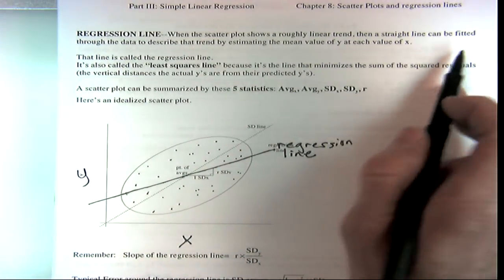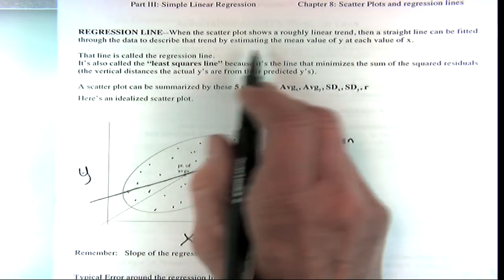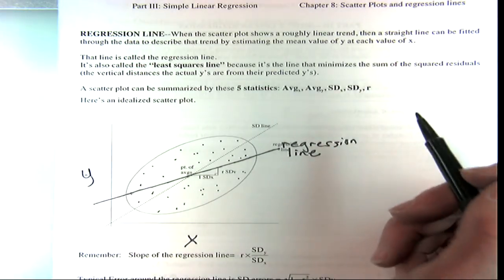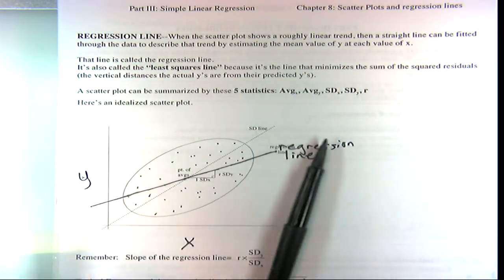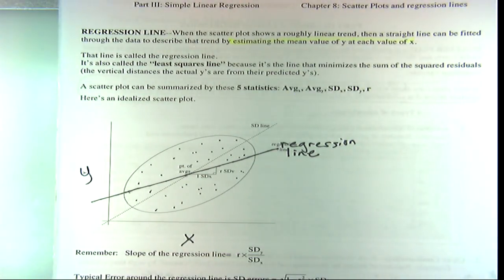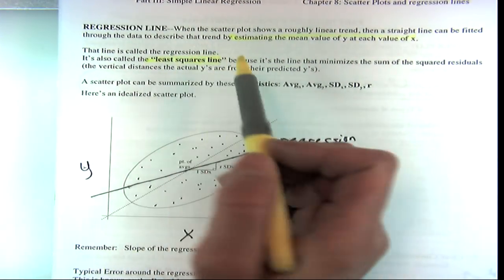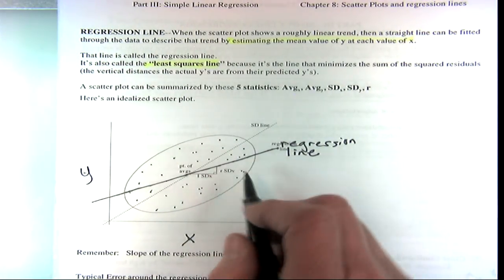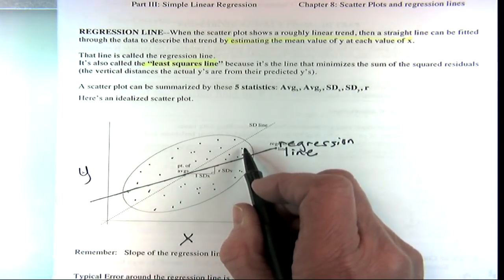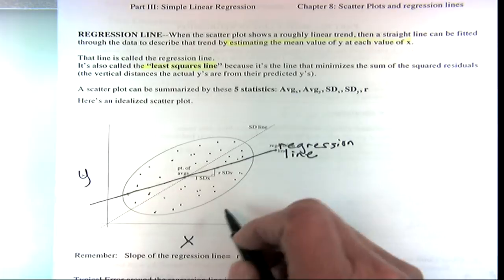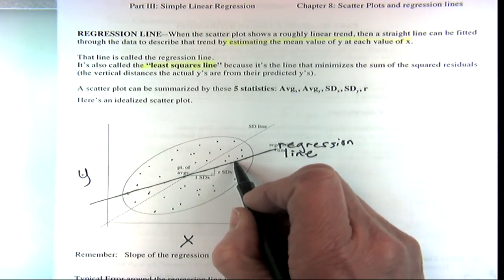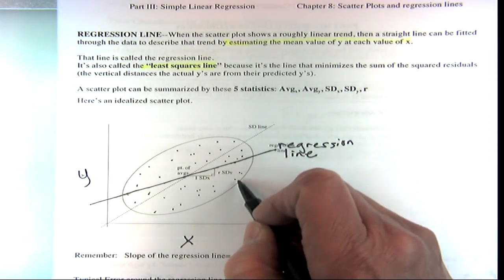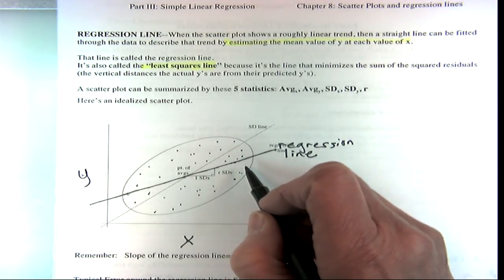It's also called this regression line here. So what does it do? It can be used to estimate the average value of y at each value of x. And it's also called the least squares line because it's the line that minimizes the distances. For each individual point, there's going to be an error. Let's say you have some x value and we predict this, but you're way up here. So that's an error. Or you're way down here. So that distance from that line is an error.